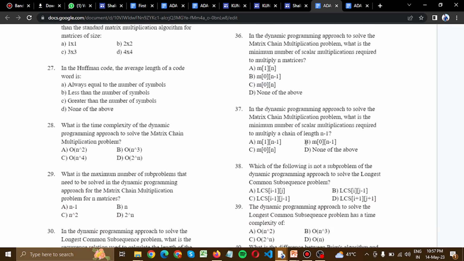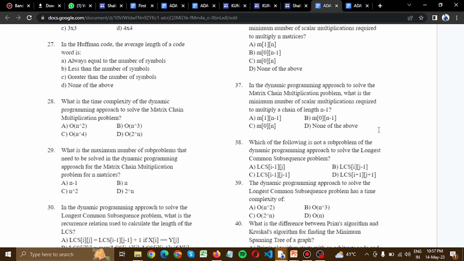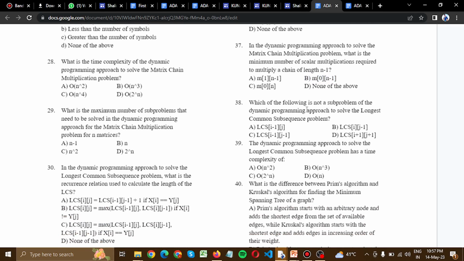Now next question number 37. In the dynamic programming approach to solve the matrix chain multiplication problem, what is the minimum number of scalar multiplications required to multiply a chain of length n minus 1? So this is the same as question number 36, and the answer is option B. Now next question number 38. Which of the following is not a subproblem of the dynamic programming approach to solve the longest common subsequence problem? The correct option is option number D, that is LCS(i plus 1, j plus 1).